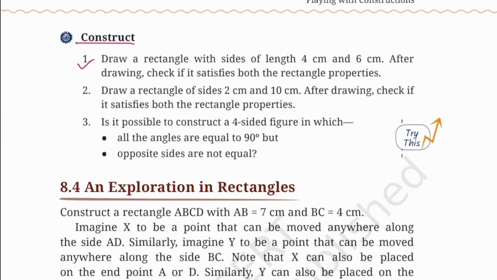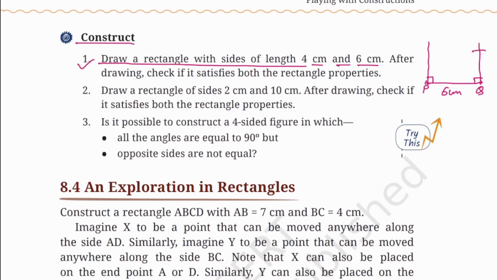Construct 1. Draw a rectangle with sides of length 4 cm and 6 cm. First, you have to draw a line segment of length 6 cm. Name it PQ. At P and Q, draw a perpendicular like this.